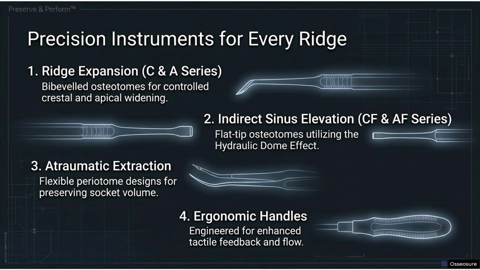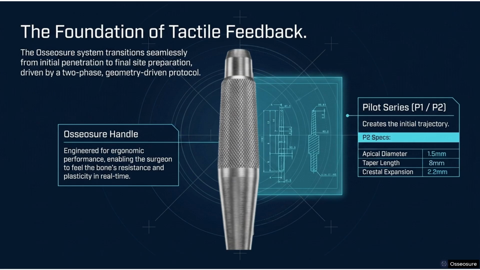Initially, you start with either mechanical or manual osteotomes. Then you do most of the work mechanically, and the finishing or the refinement you do with manual osteotomes. In OsseoSure system, we have P1 and P2 pilot osteotomes. The apical diameter of P1 is 0.5 millimeters. The apical diameter of P2 is 1.5 millimeters. Both have taper length of 8 millimeters, and at 8 millimeters diameter is 2.2 millimeters.